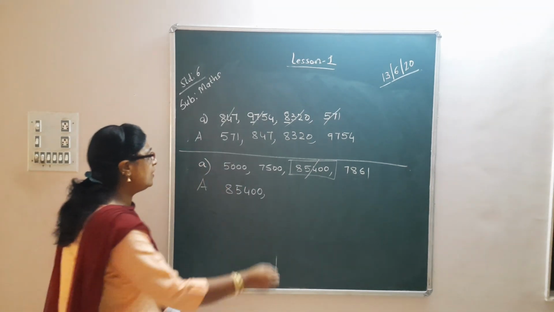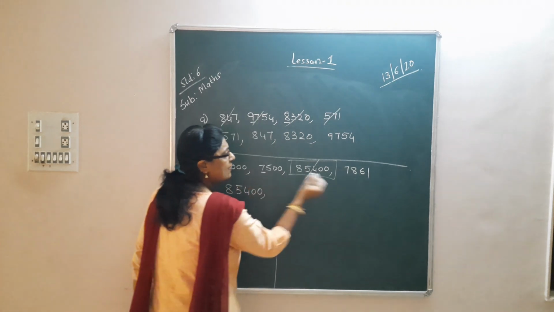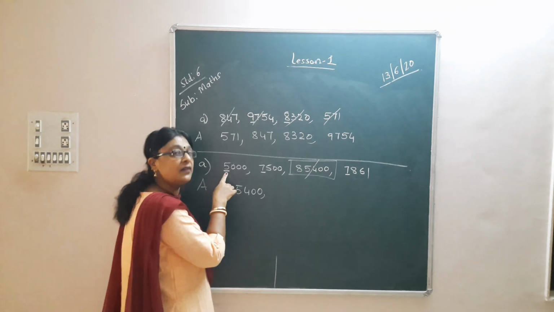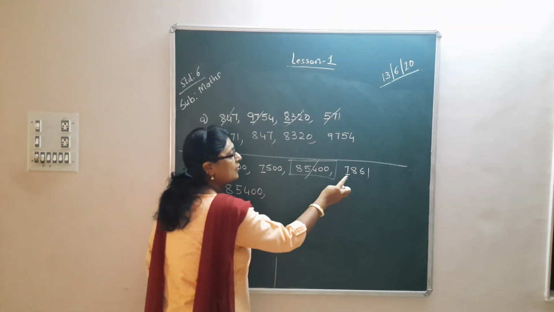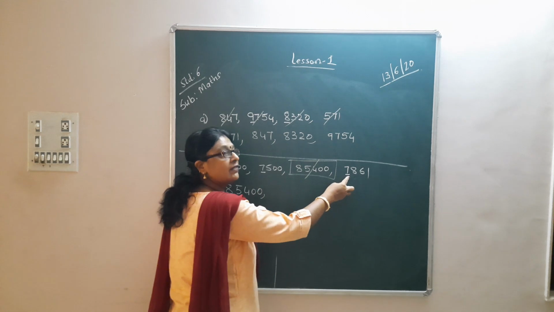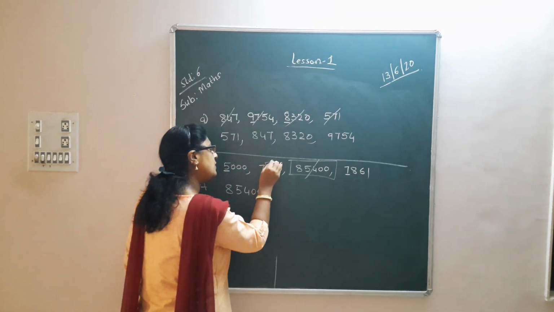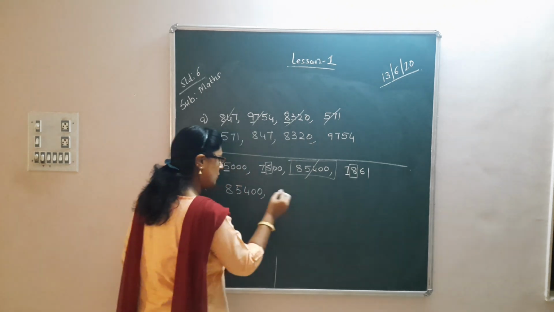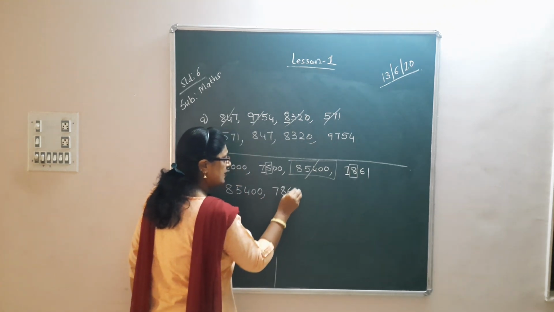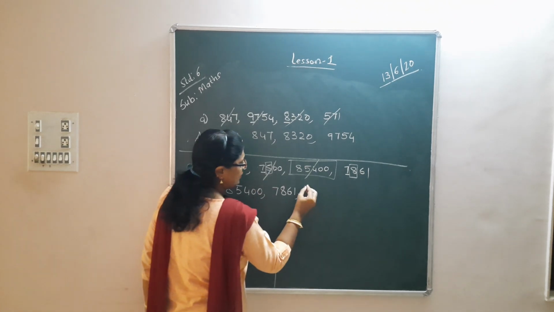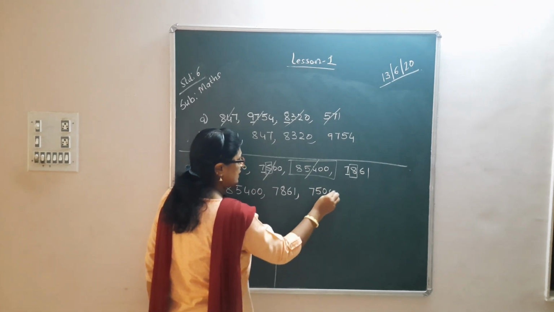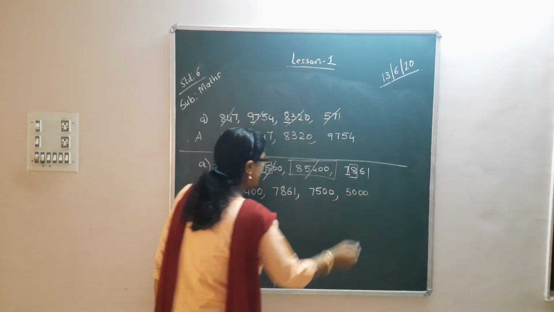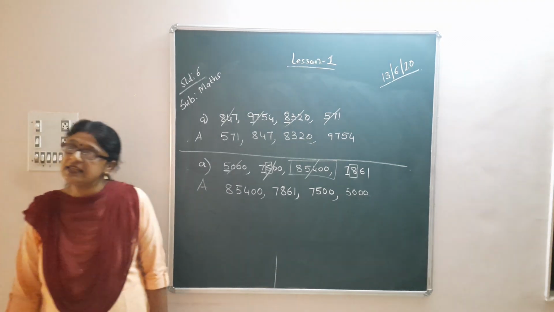So okay, now I decide. So 5, 7 and 7. So this is smaller, but I don't want the smaller one. I want the greater one. So 7500 and 78. So here 7 and 7 both are same. So I go ahead with the second. So here is 5 and here is 8. So this is the greater one. So I write 7, 8, 6, 1. Then I write 7,500 and then last I write 5,000. So this I have arranged in descending order.